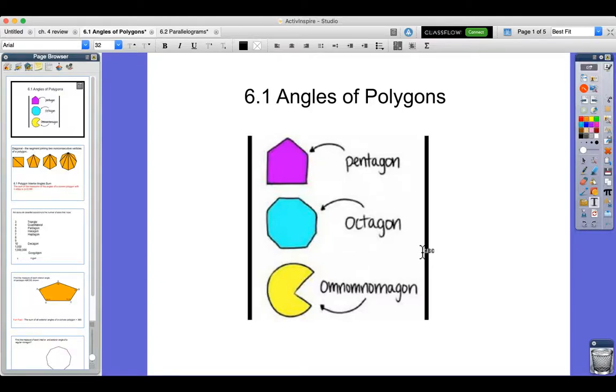Welcome back to some more geometry. We're starting our new chapter today, chapter 6. This chapter is over quadrilaterals.